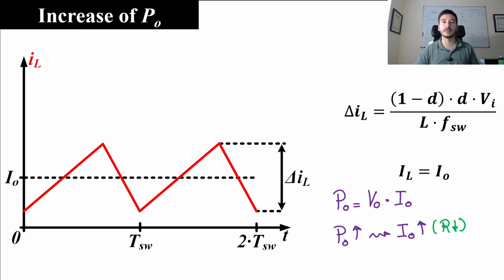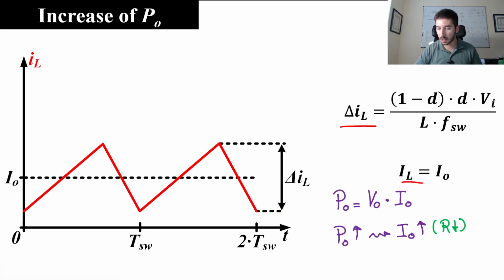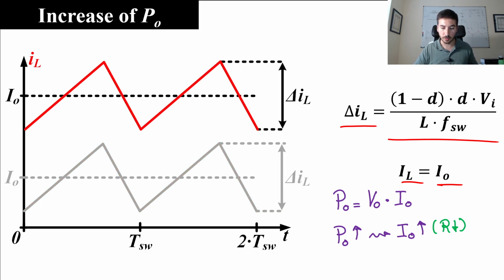What is the impact on the inductor current? If we check the expressions of this inductor current ripple and this average value, what we see is that the impact is on the average value. We don't have any modification here in the peak-to-peak current ripple. So as a result, what we see is something like this. The waveform goes up, but the shape is the same. The peak-to-peak value is the same. The difference is in the average value.